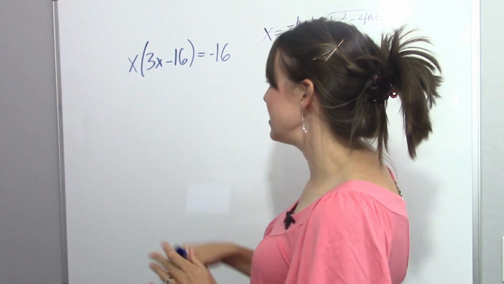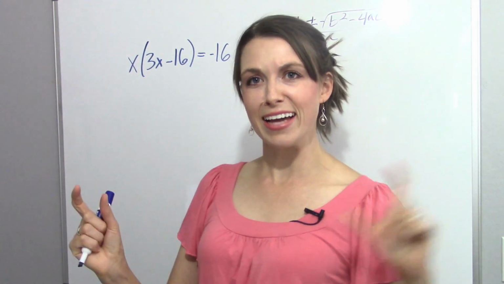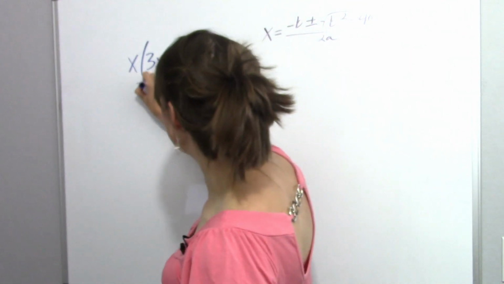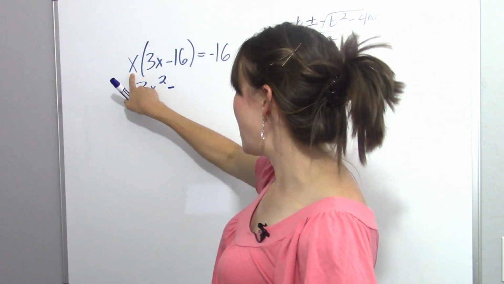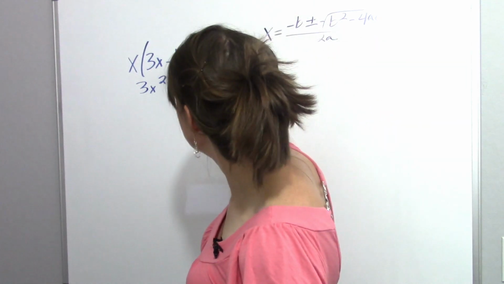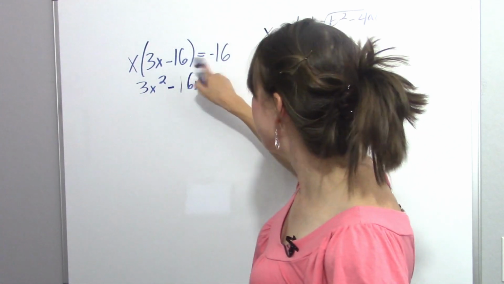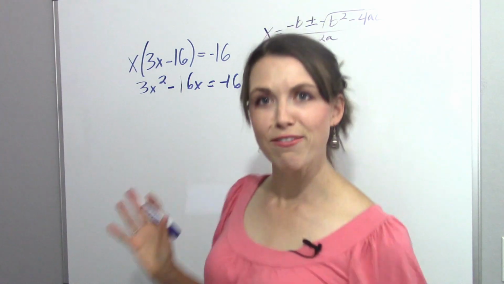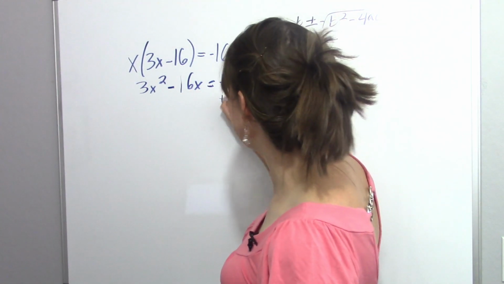So we basically need to go x times 3x. So when we multiply an x times an x, that's when it gets to be x squared, right? So we have 3x squared minus x times negative 16 is going to be negative 16x. And then we have equals negative 16. Now we need everything to be on one side, right? So let's take our negative 16 and add it to both sides.